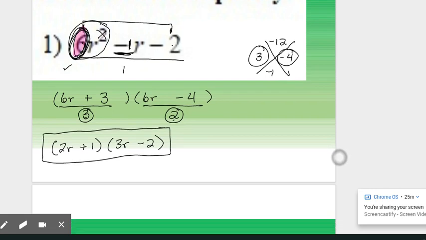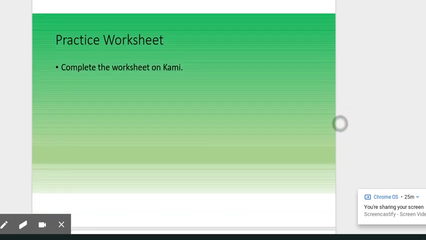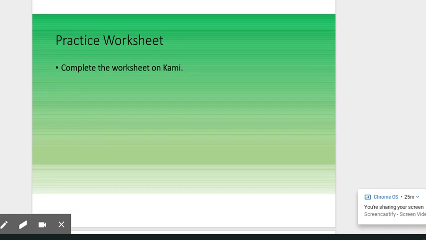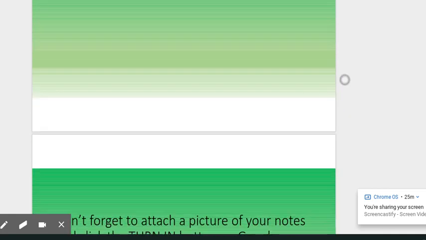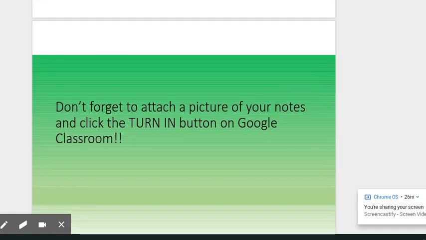Now, you have a couple things to do. You do have a worksheet on Kami. There's 10 problems that you need to factor. And then also, once that's done, don't forget to take a picture and attach it to your Google Classroom, guys. Put it all in the same spot. There's a button where you can attach more things. Attach a picture of you holding your notes with your Chromebook. And then once you have both things done, turn in your assignment.